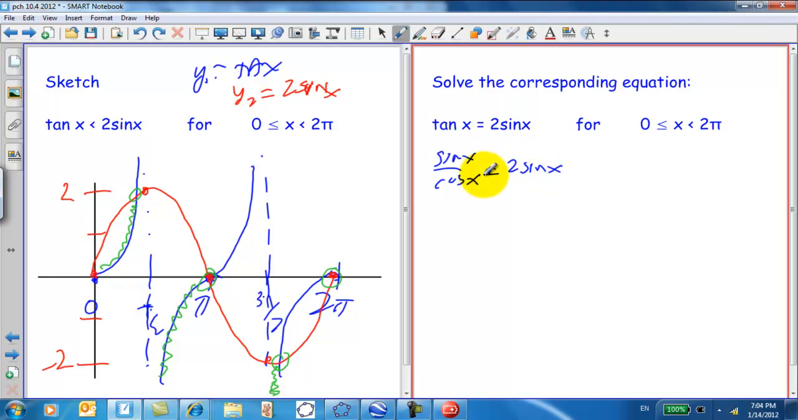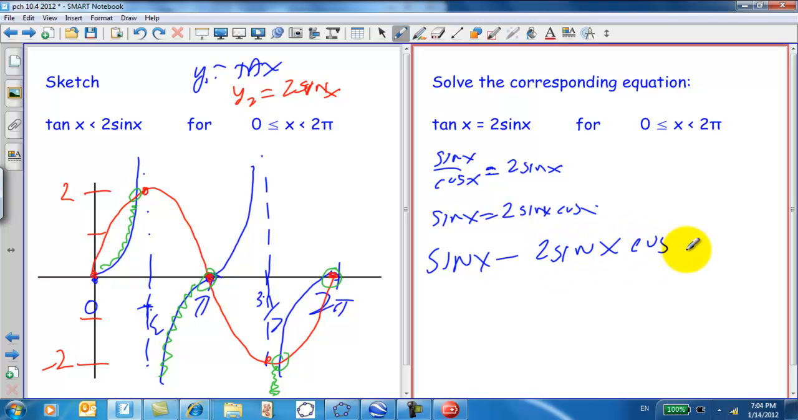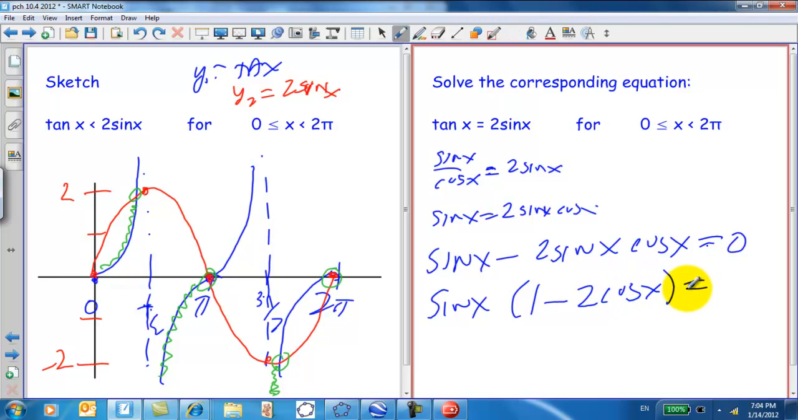Now, we can multiply both sides by cosine x, and we don't have to worry about what the sign of cosine x is because we're not doing an inequality anymore. We have sine x equals 2 sine x cosine x. Let's subtract 2 sine x cosine x from both sides, equal to 0. And now you can factor out a sine x, leaving behind 1 minus 2 cosine x equals 0.